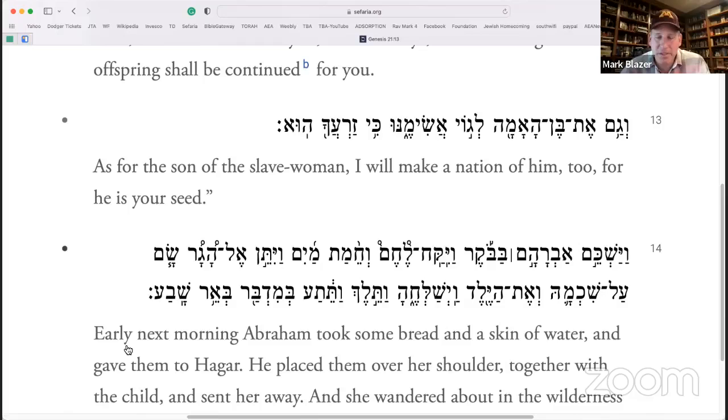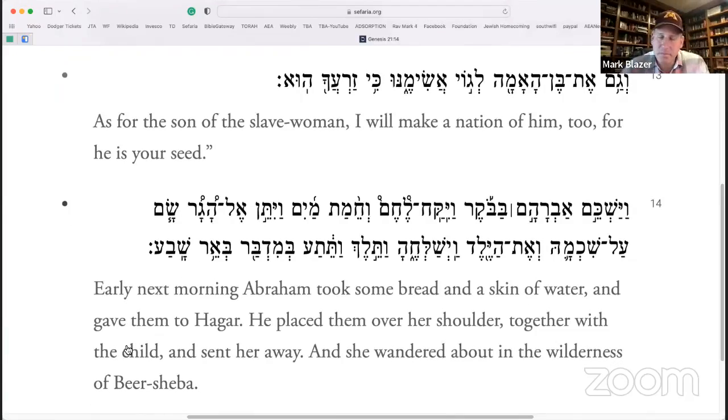So he took some bread and a skin of water and gave them to Hagar. He placed them over her shoulder together with the child, and he sent her away, and she wandered about in the wilderness of Beersheba. He could be older, couldn't he? Because Isaac was weaned, and then, okay, yeah, you're right. He was 13 when Isaac was born, so he's a 15, 16-year-old. Still, it's not what you want to do to a 16-year-old kid, say you're off on your own with your mom. We're kicking you out of the house. This is not what you do to your kid.